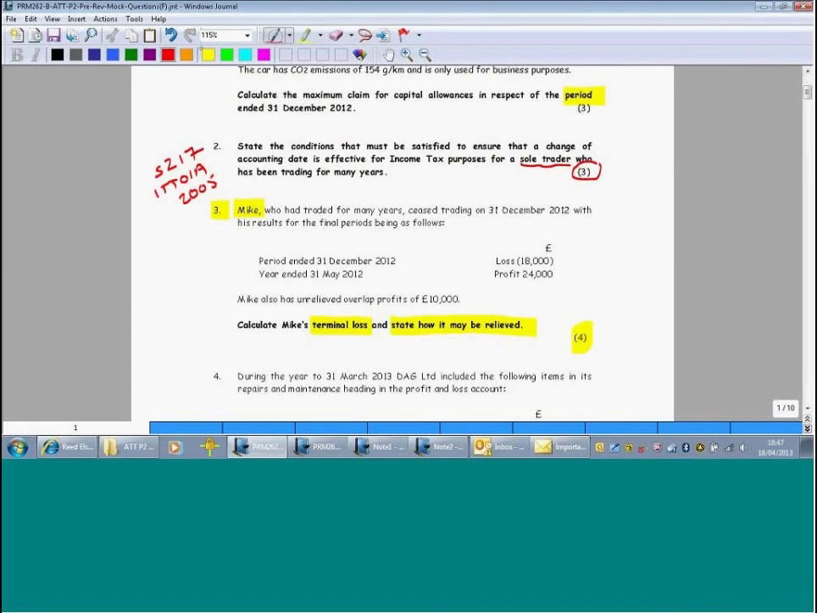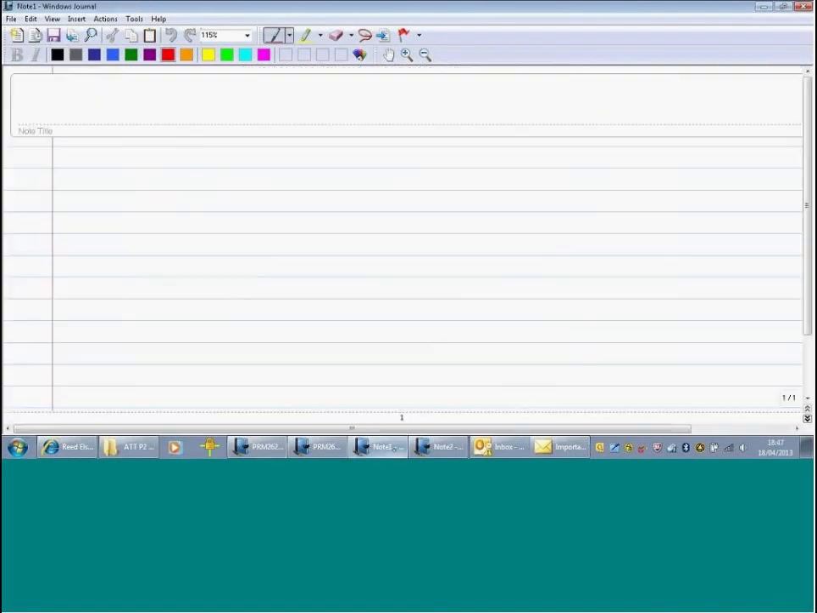So, on a piece of paper, how would I go about calculating the terminal loss for Mike? I personally would draw a timeline, and on that timeline I would start with the end, and at the end I would put the date that trade ceased. Now, trade ceased on the 31st of December 2012, and that final period, well, how long is it?